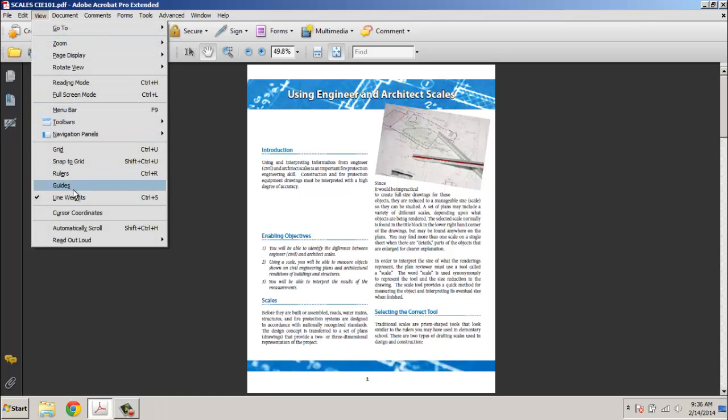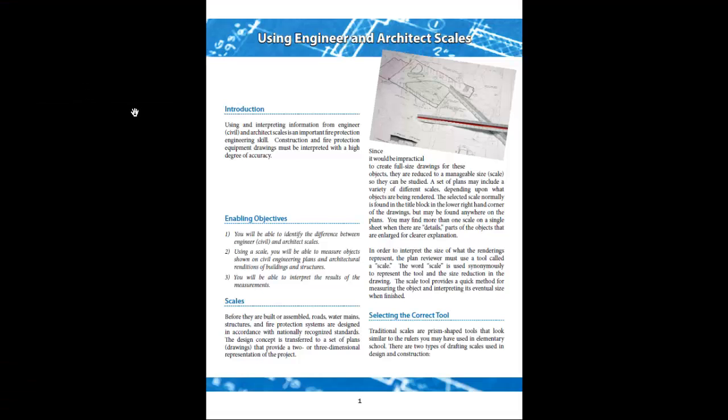I thought this week would be a good week to do our lecture on scales, and let me get this into full screen mode so you can see it a little bit better. You should have two scales. You should have an architect's scale and an engineer's scale, and we'll look at both of them. These are three-sided prism-shaped tools to give us the most usage out of the scales themselves.